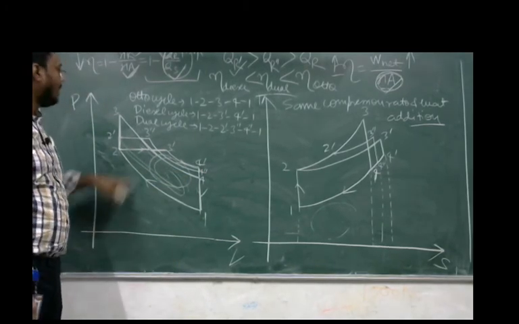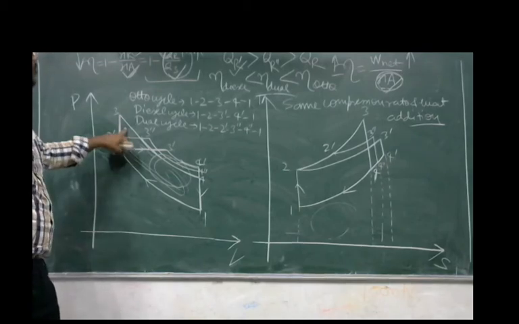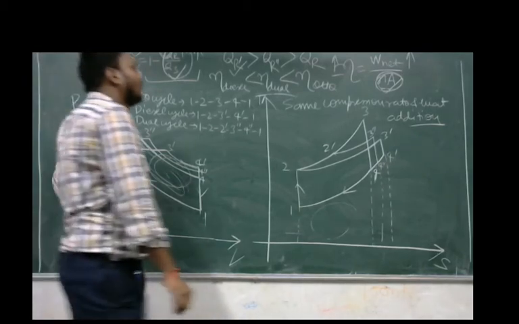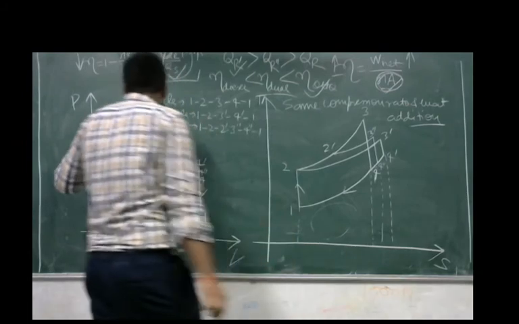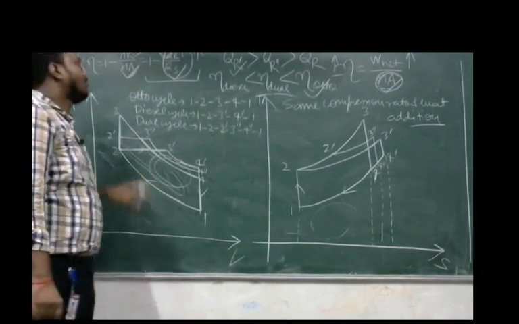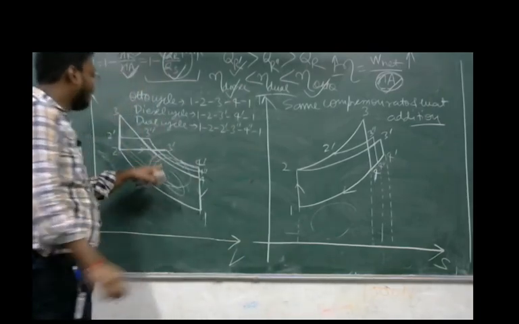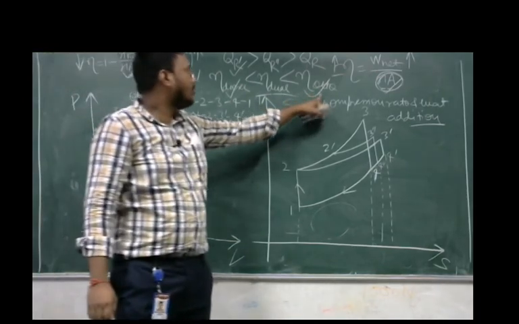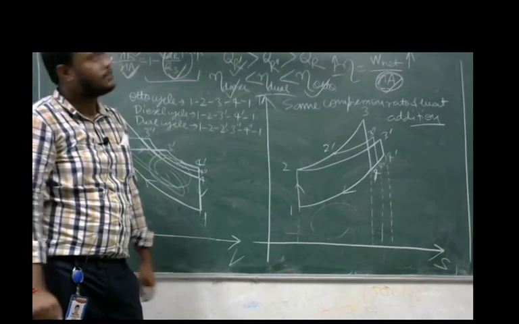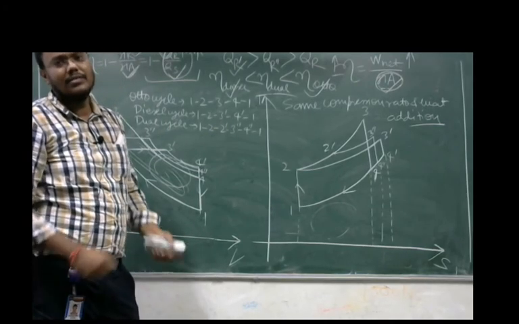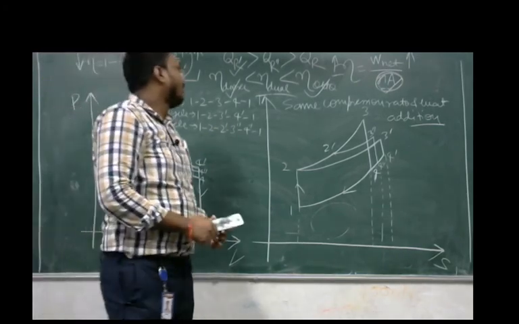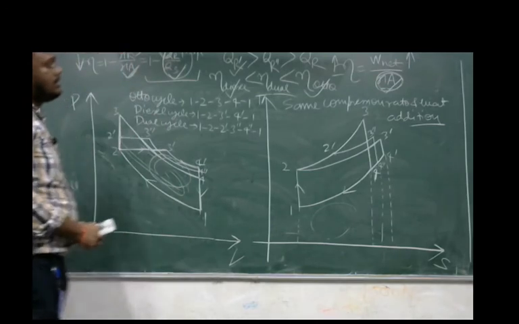Means net work done is maximum for Otto cycle, so efficiency for Otto cycle will be maximum, and net work done is minimum for diesel cycle, so efficiency of diesel cycle will be minimum, and dual cycle efficiency comes between Otto cycle and diesel cycle. So in this way also you can compare the efficiency of all these three cycles.